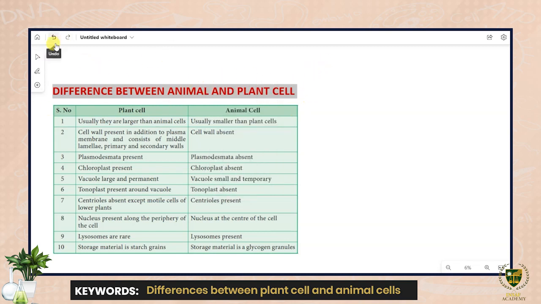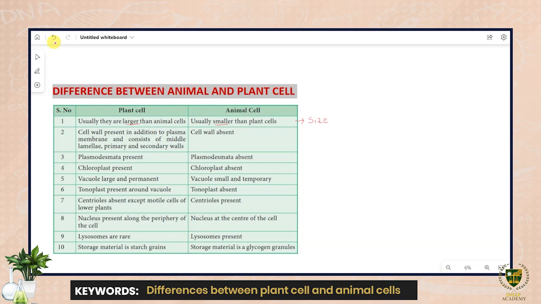So first of all, students, the first comparison is of the size. As far as size is concerned, the plant cells are usually larger than the animal cells, while animal cells are usually smaller than the plant cells. Clear? The generalized difference between them.